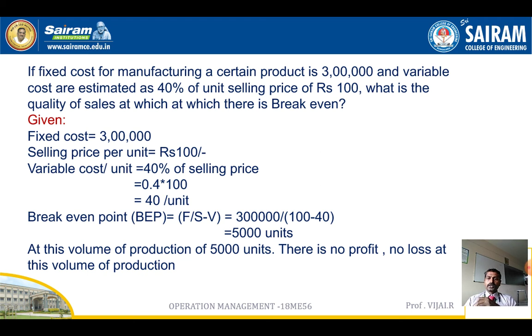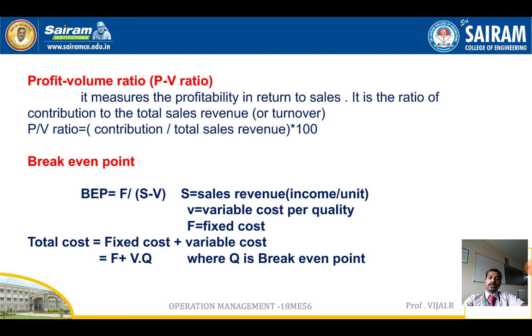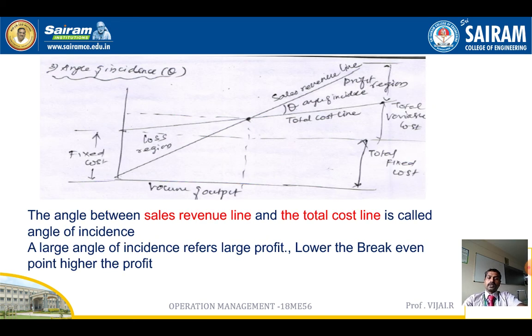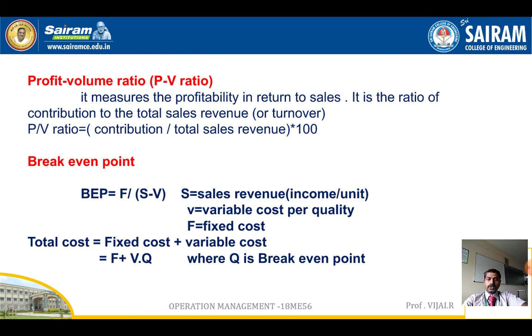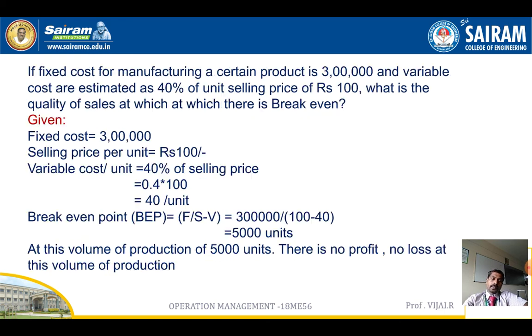So from this problem we come to know, if you produce 5000 units, then it is the point where there is no profit and no loss. If you produce less than 5000, then surely you will get a loss, and if you produce more than that, you will get a profit. So here in this graph also we can see that the volume of output is 5000 and the total cost, then the BEP, here you will get the point. That is the point where there is no profit, no loss. So by using these formulas, we can calculate the break even points.